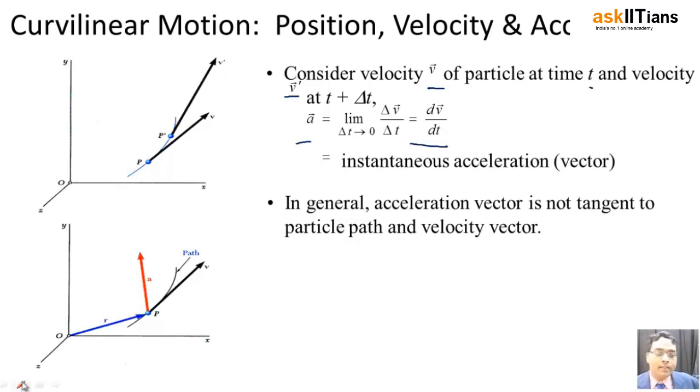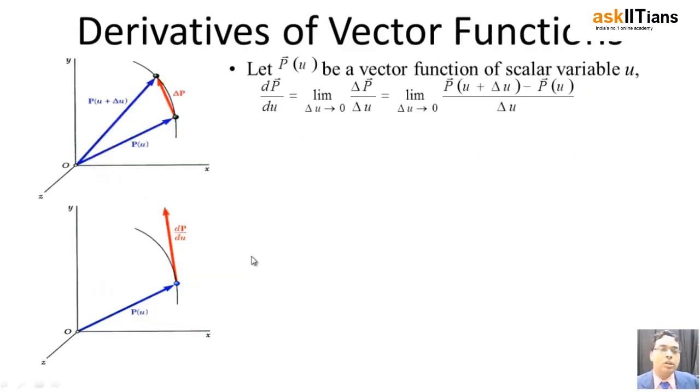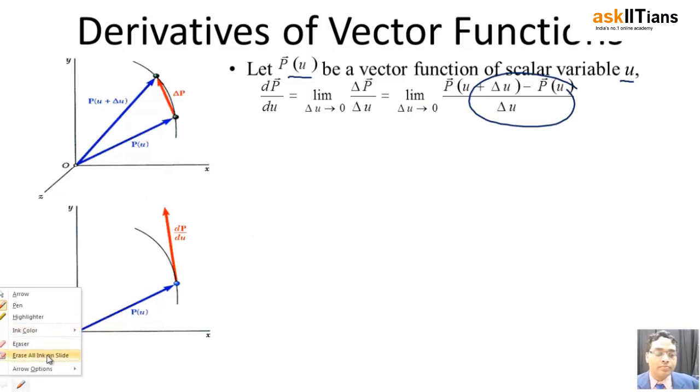Okay, let's take it further. In general, the acceleration vector is not tangent to the particle path and the velocity vector, because it goes like this. So it's going to be a resultant. Taking it further, if the point P is given by a vector which is a function of any scalar variable u, I can simply write it down from first principles like this, right? Hopefully this makes sense.